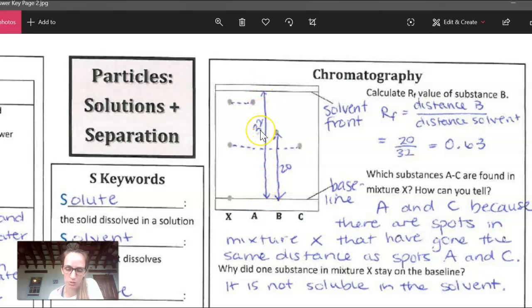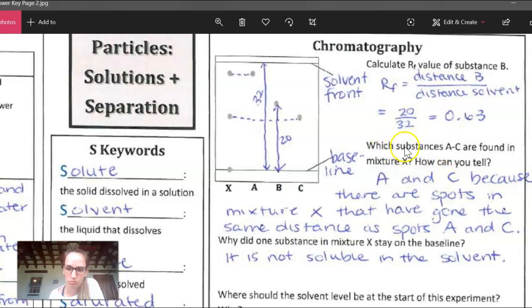I got 32 millimeters. RF is really just a fraction. It wants to know what fraction of the paper, or what percentage of the paper did the substance move compared to the liquid. So ours is 20 out of 32, which is 0.63. You should write it as a decimal. Really, this means it moved 63% of the way up the paper.